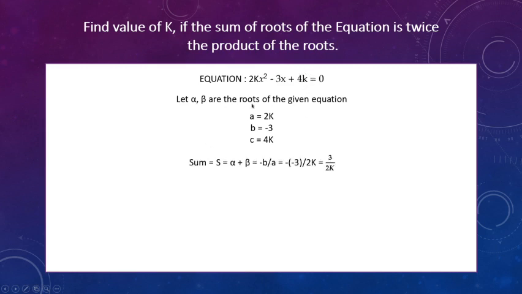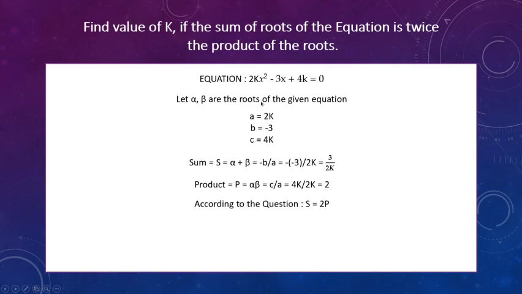As alpha and beta are the roots, so alpha plus beta according to formula will be equal to minus b over a, which will be equal to minus into minus 3 over 2k, which will be equal to 3 over 2k. And the product alpha beta, that is c over a, is equal to 4k over 2k, which is equal to 2.